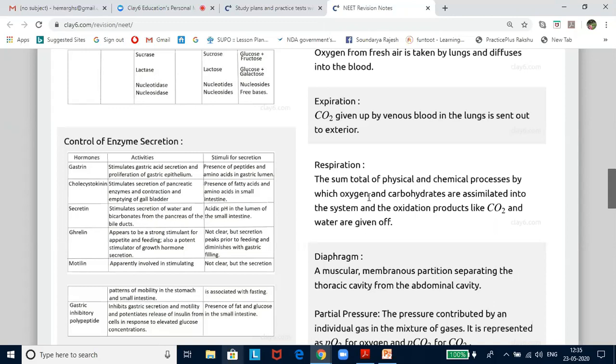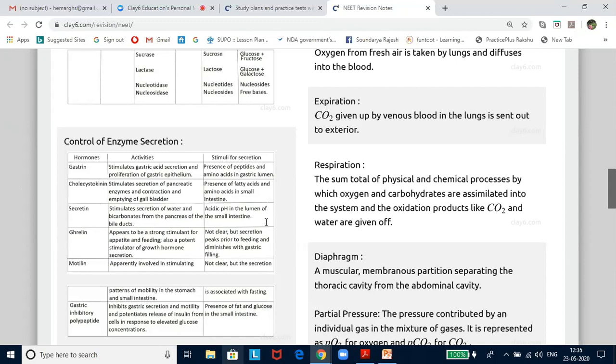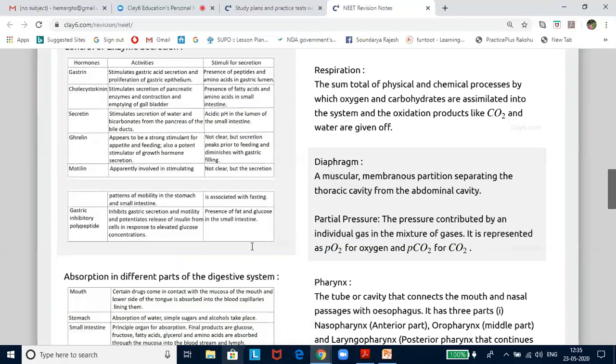Now, ghrelin appears to be a strong stimulant for appetite and feeding, and also a potent stimulator of growth hormone secretion. Its stimulus for secretion is not clear, but secretion peaks prior to feeding and diminishes with gastric filling. So, if you look at the drugs that are made to reduce fat, they primarily work on ghrelin, so that it blocks your hunger, as a result of which you will always have the feeling of being full and you don't feel like taking more food. So these are the hormonal secretions.